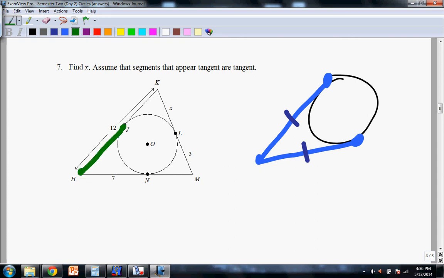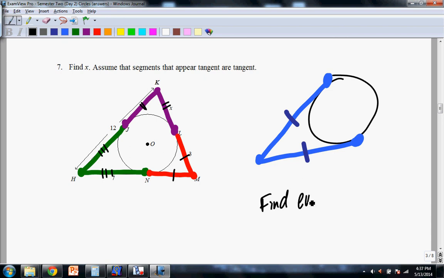So from there to there, H to J, and H to N, that's a tan-tan angle. From here, K to J and K to L, that's a tan-tan angle. And from M to L and M to N, that's a tan-tan. Now, you find everything possible. And after you find everything, then narrow it down and specifically solve for X.